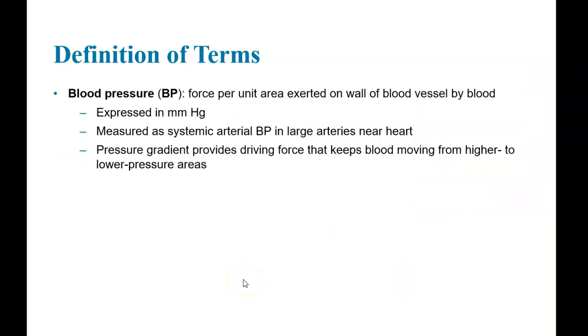Blood pressure is the force per unit area that's exerted on the wall of the blood vessel by the blood, and it's expressed in millimeters of mercury. So it's measured as a systemic arterial blood pressure in large arteries near the heart. The pressure gradient provides the driving force that keeps blood moving from higher to lower pressure areas.